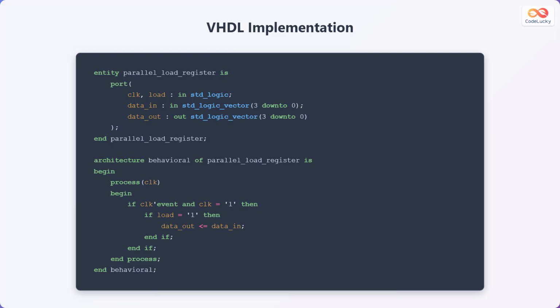Next, the architecture section describes the behavior of the register. Inside the process, which is triggered by the clock signal, we check for a rising clock edge. If the load signal is 1, then the data in is assigned to data out, effectively loading the new data into the register.